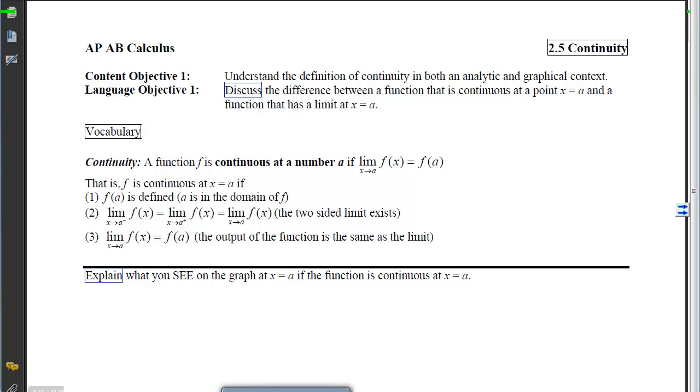So if we look here at this vocabulary, it says a function is continuous at a number a if the limit as x approaches a from both sides equals f of a. So we need to break that down and see what this is telling us. It says f is continuous if f of a is defined. Now last year, and probably in your Algebra 2 classes, you learned that if you plug a into a function, you get the output, which was f of a, and that would correspond to some point on the curve whose x-coordinate was a and whose y-coordinate was f of a.